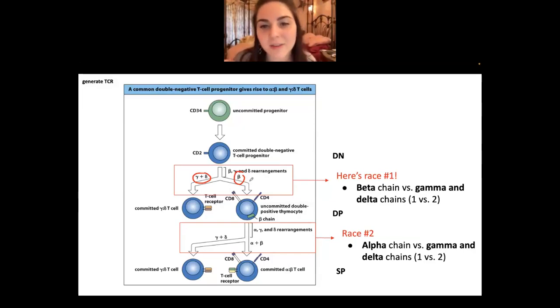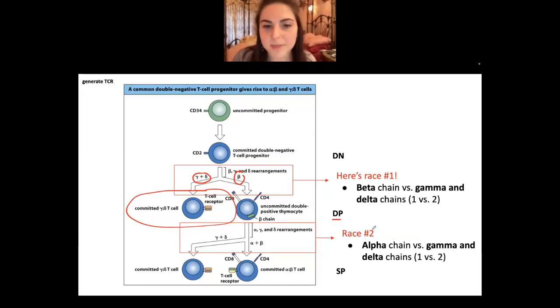Okay, so let's say gamma delta wins, fine. Now we have a committed gamma delta T cell. It's done. This is it. It's kind of a useless T cell, but that's what happens. If beta wins, which is what happens the majority of the time, now we move on to the next step. So now we have our double positive T cell, and from here we need the alpha chain to rearrange.